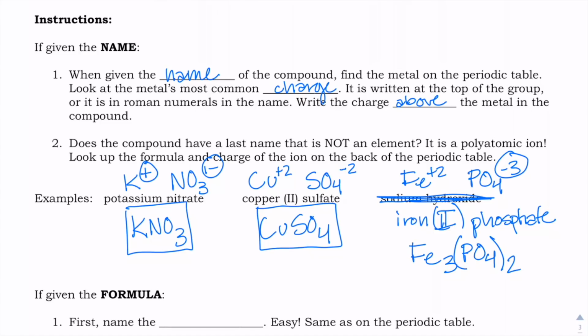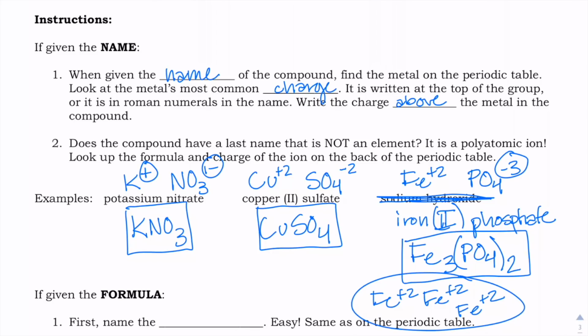Okay, if you want to see this in pictures, think of it this way. You have 3 positive 2 irons. If you add all those up, that's a total of 6 pluses. And we have 2 -3 phosphates. If you add all those up, it's a -6. And these two numbers cancel out.